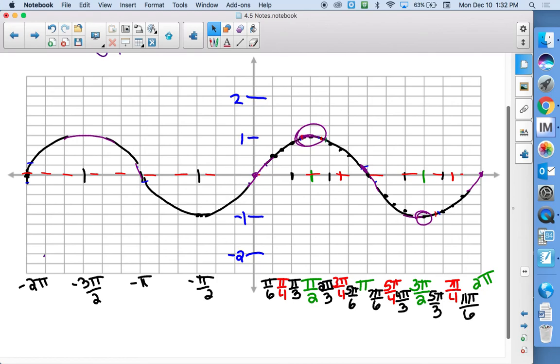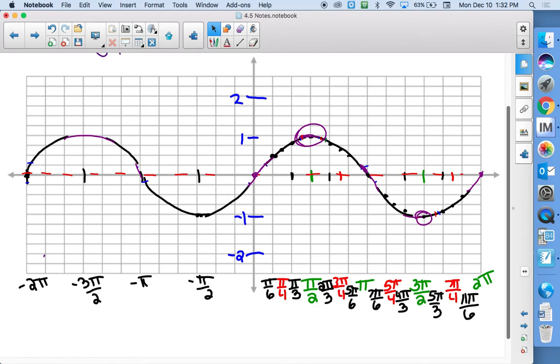Would the answer just be 1? Yeah, because the max is 1. The min is -1, so 1 minus -1 is 2, divided by 2 gives you 1. Corresponding with the graph, the distance from the center to the top is 1. That's what the amplitude is.